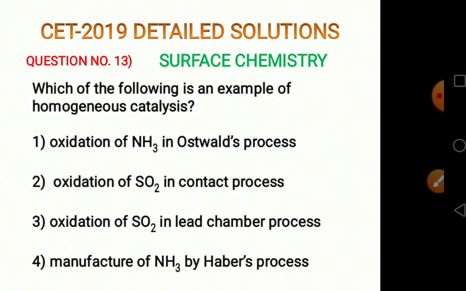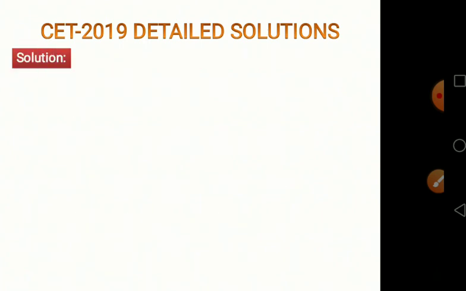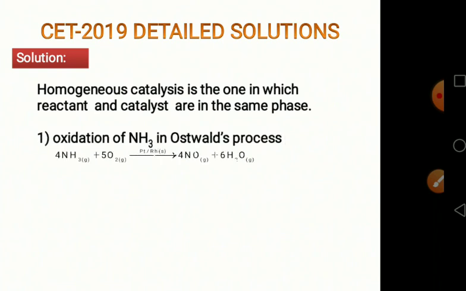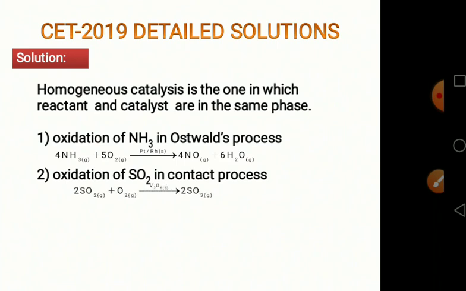Now what is homogeneous catalysis? Homogeneous catalysis is where the reactant and catalyst are in the same phase, the same physical state: solid with solid, liquid with liquid, gas with gas. Let us write the reaction for the first option. 4NH3 and 5O2 are both gases. Platinum is a solid, so it is heterogeneous catalysis. Oxidation of SO2 in contact process: 2SO2 plus O2 gives 2SO3 in presence of V2O5, which is a solid. So this is also not homogeneous catalysis, it is heterogeneous catalysis.